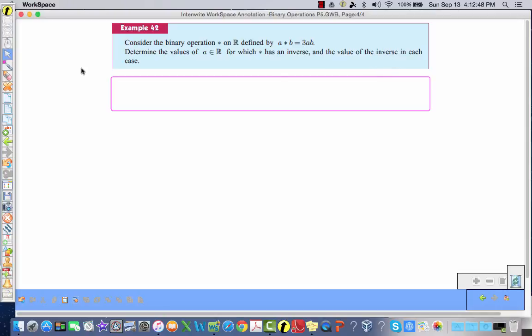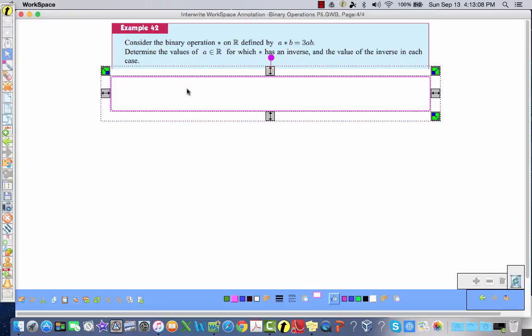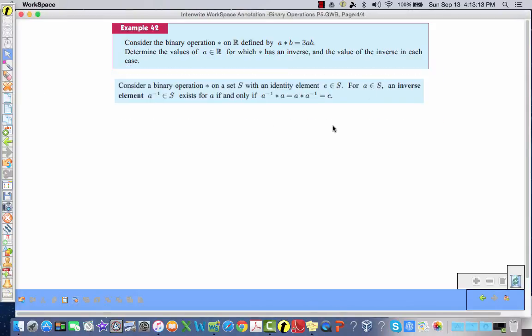Okay, so we're just looking for an inverse here, and for which elements it's true. It does not necessarily have to be true for all elements of the real numbers. So we're finding which values in the real number system have an inverse. They don't all have to. So we're just trying to figure out which ones. And here is just the definition, so we have something to go by. We first have to find the identity element. Now, if you recall, the identity element for A star B equals 3AB is 1/3.